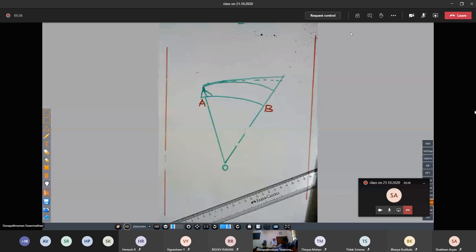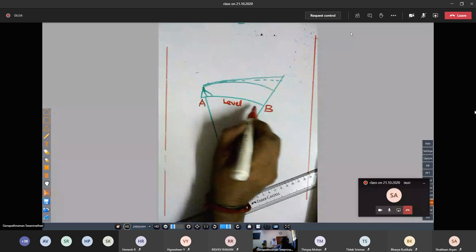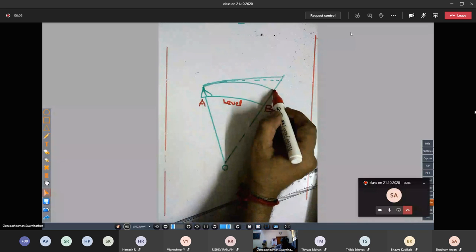You have to be very careful with the definition I offer in the class. It is very critical. A level surface is one in which all the points lying on it are perpendicular to the force of gravity. A level line is one which lies on a level surface. All the points lying on it are perpendicular to the force of gravity. So this is what is called the level line, and you have two points.